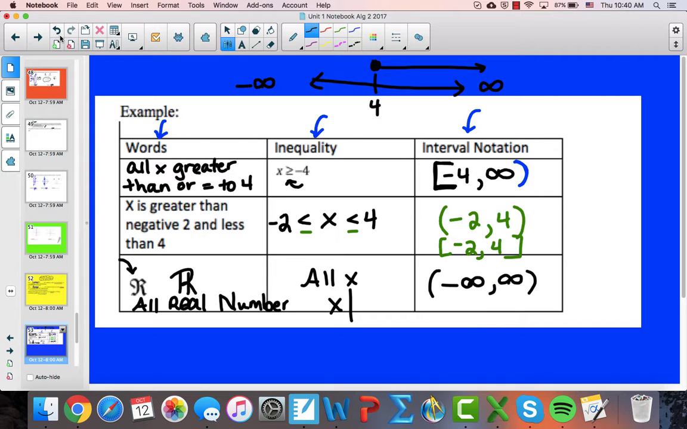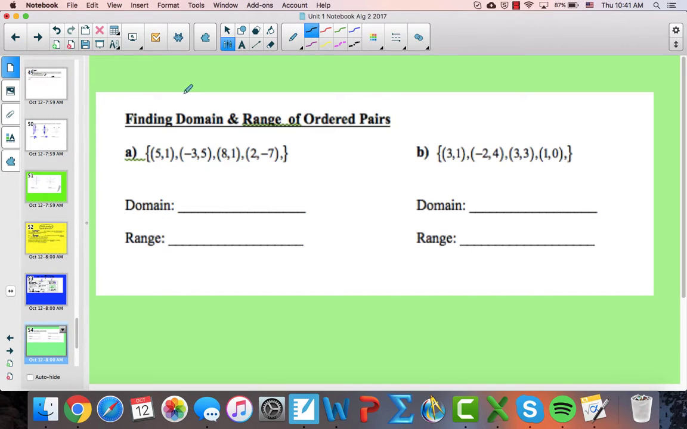Okay, so now I'm going to put this together and show you how you find domain and range, and how we would then write it in interval notation. So finding domain and range when it's ordered pairs is very easy. Remember, I said the domain was the x coordinates or the inputs, and the range was the y coordinates, also called the outputs. So my domain here would be 5, -3, 8, and 2. Now, typically we want to write them in order from least to greatest, so I would probably write that as -3, 2, 5, and 8. And you could put that in parentheses.